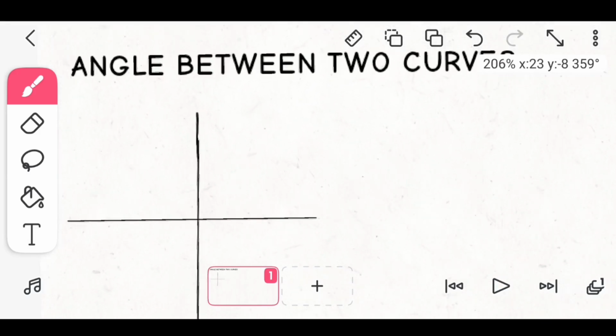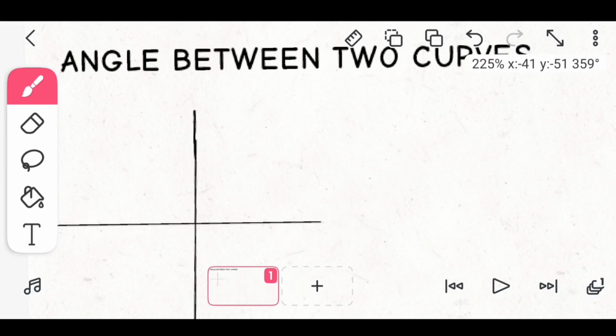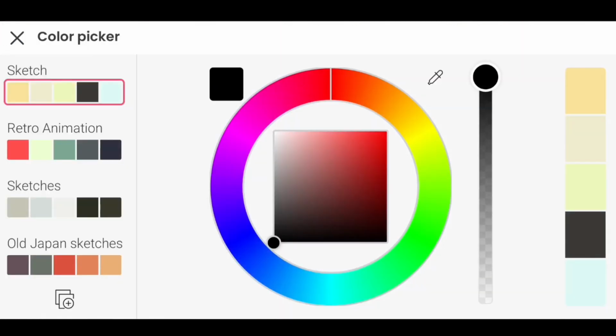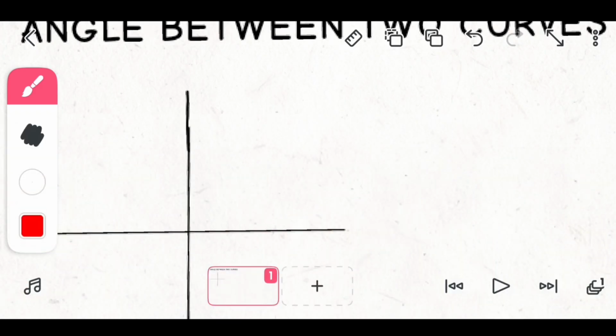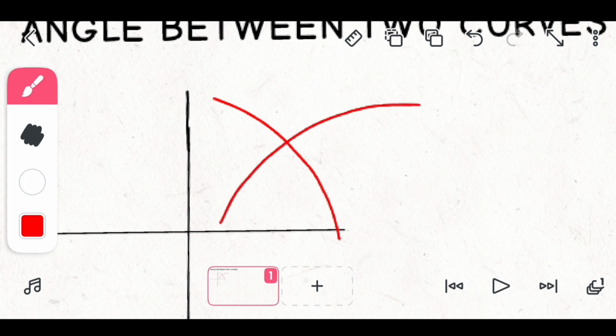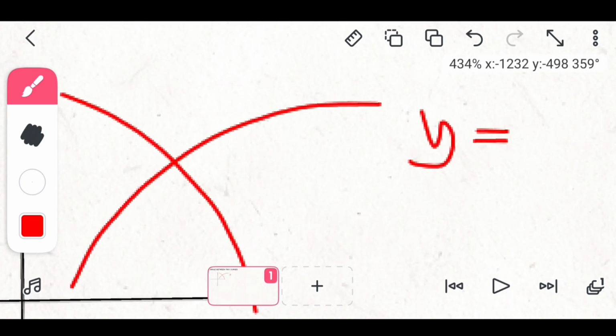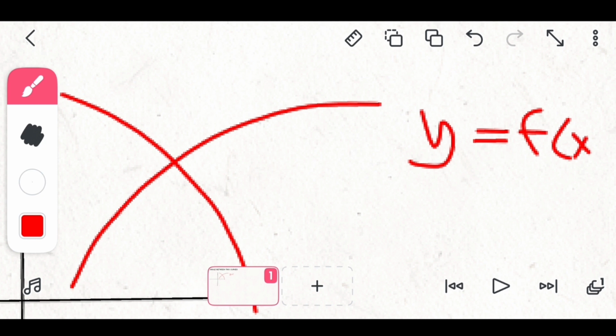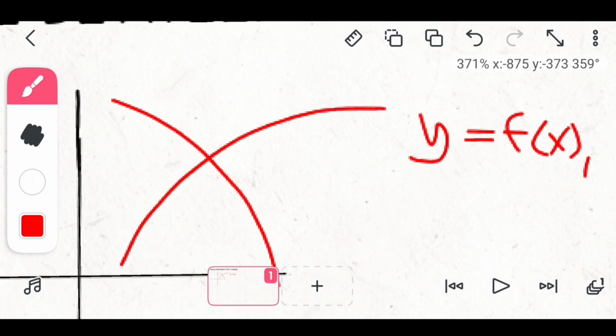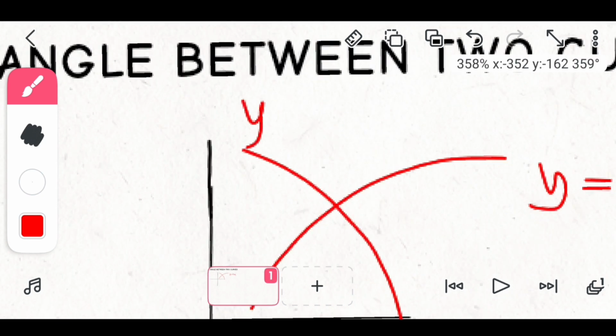Hello everyone. I'm here to discuss the angle between two curves. Example is, let's draw two curves, and then this is the first function, and then this is the second.